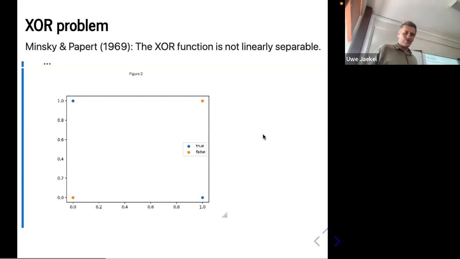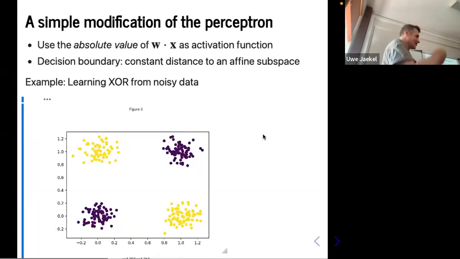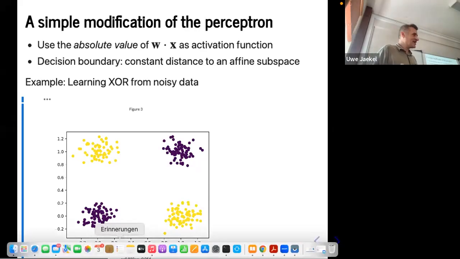The starting point of Babette and myself: Babette told me that actually we can solve it if we modify this idea a little bit. Her first idea was a little bit different, but what we basically found, of course it's quite obvious after you point out the solution, is we take the absolute value of W times X as the activation function, and we look whether the absolute value is larger or smaller than a threshold. Now, this sounds like a trivial thing. It actually is a trivial thing.